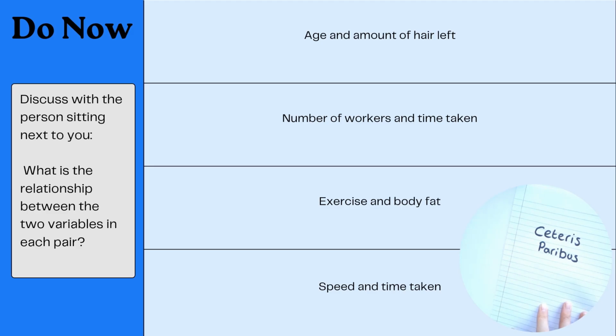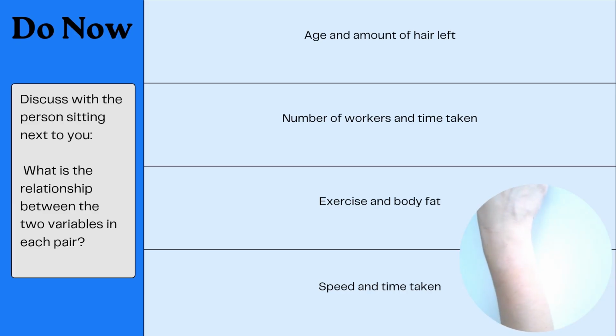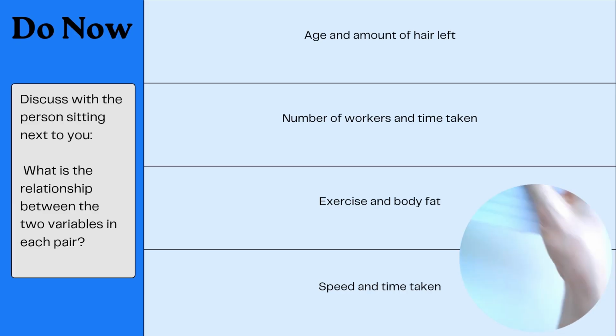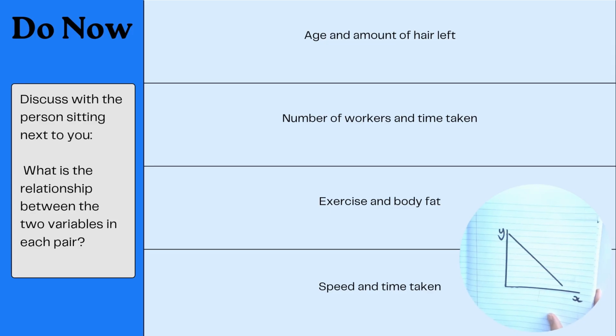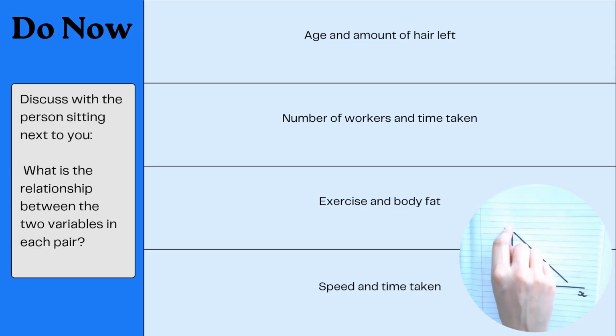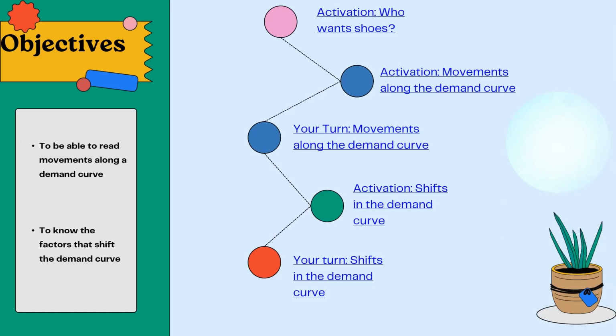And speed and time taken, if you increase the speed, the time taken to complete a journey would decrease. We've seen this in maths with a relationship between x and y. It is inverse when as x increases, y decreases. Our objectives for this lesson today are to be able to read movements along a demand curve and to know the factors that shift the demand curve.